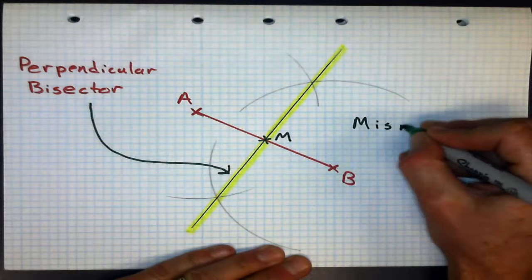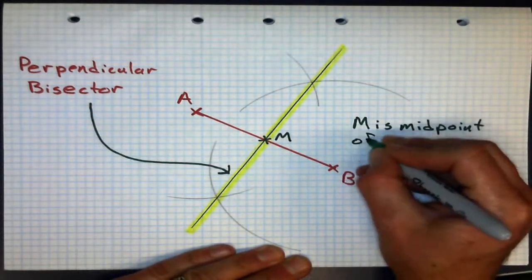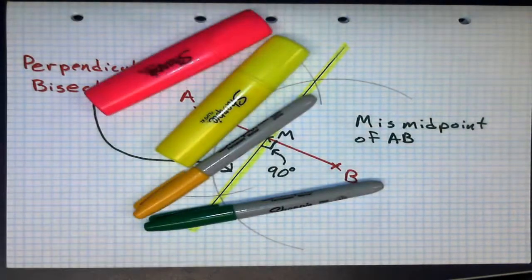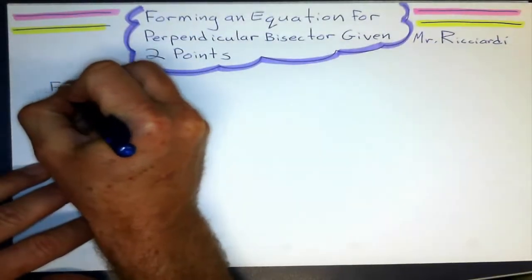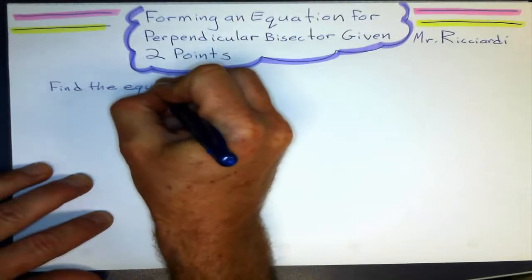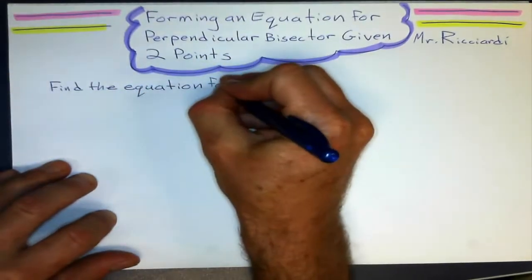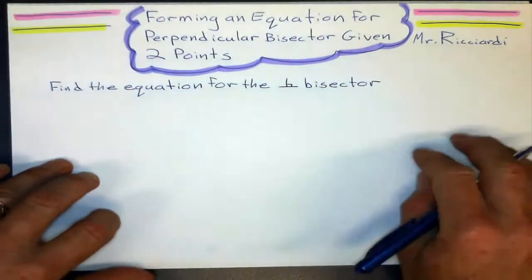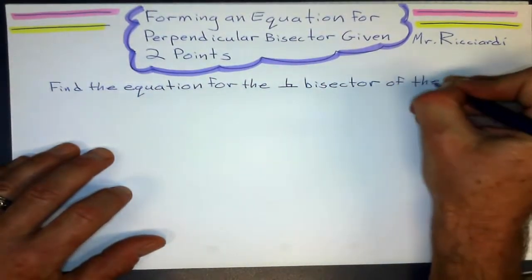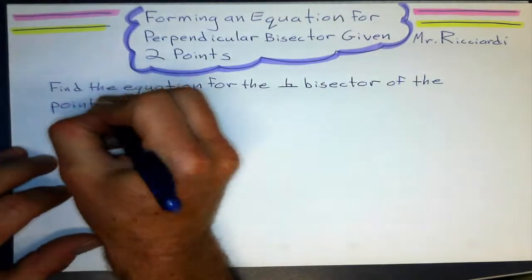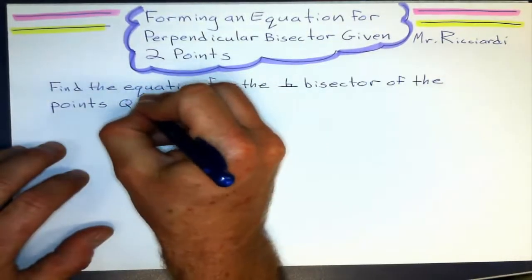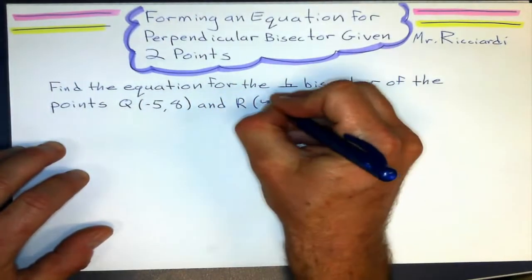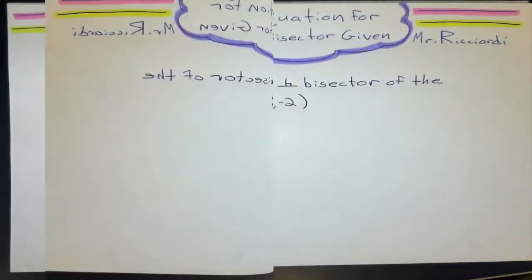M is the midpoint of AB. And of course, that's 90 degrees right there. Now, find the equation for the perpendicular bisector of the points, say, Q at -5, 8, and R at 4, -2.